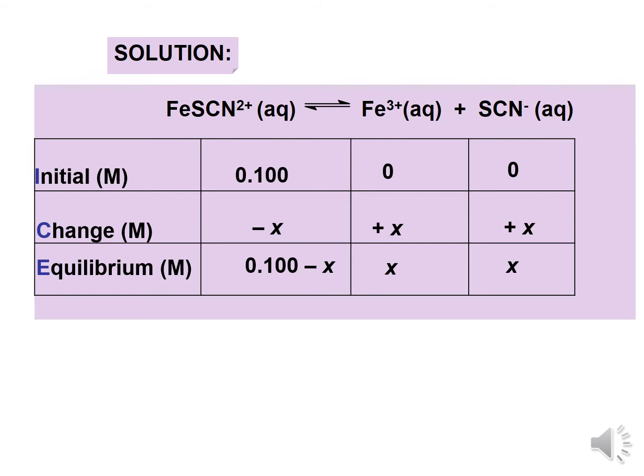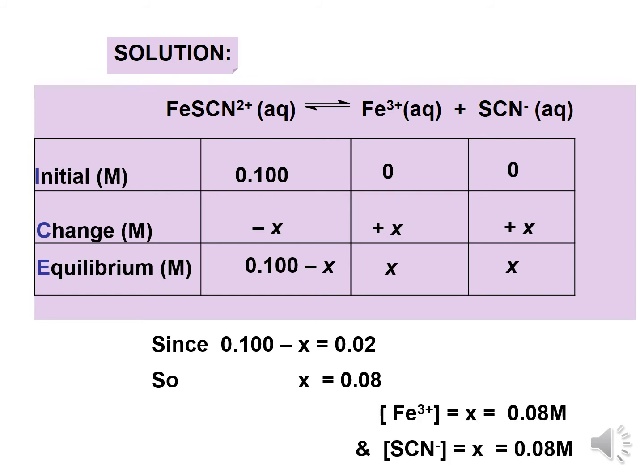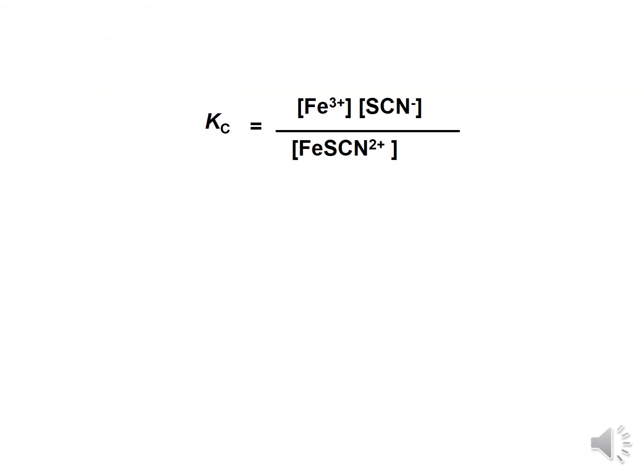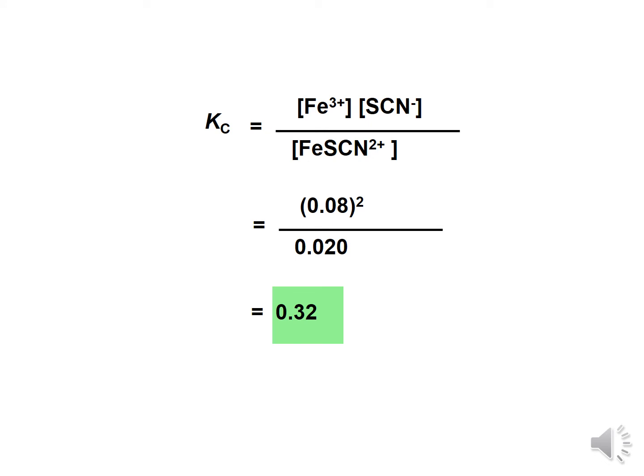Since the equilibrium concentration of iron thiocyanate ion is given in the question, which is 0.02 molar, we can determine the value of x. After we solve the value of x, then we can calculate the equilibrium concentration of iron 3 positive ion and thiocyanate ion. Lastly, we can insert all the values of equilibrium concentration into Kc expression to determine Kc value. So the final answer is 0.32.